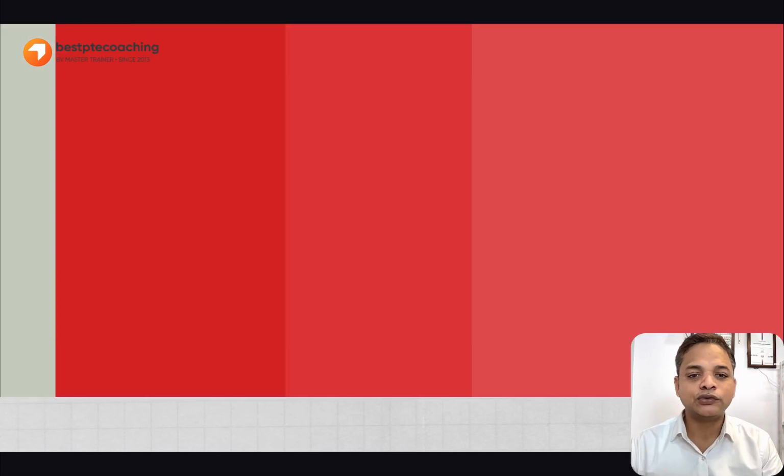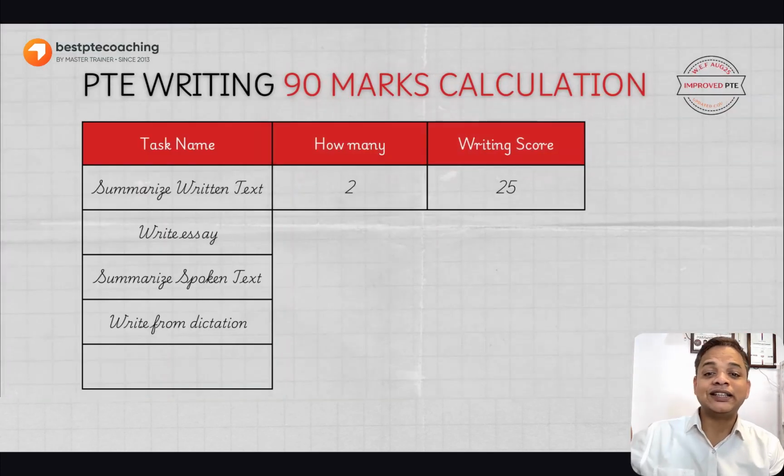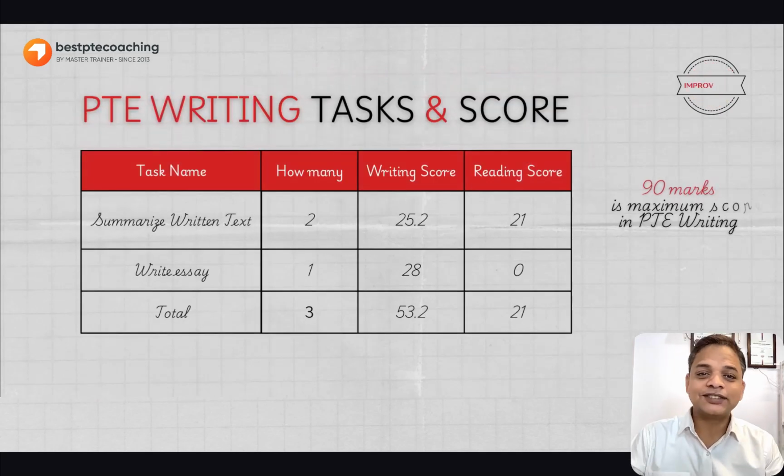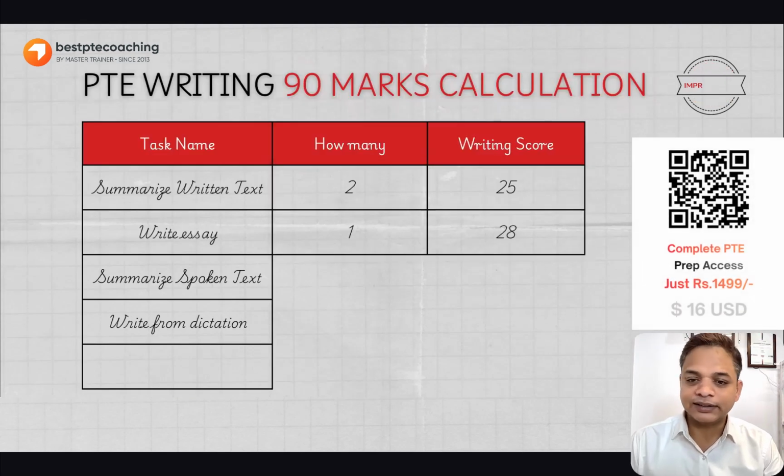Please remember, there are 4 pillars for your writing score. Those 4 pillars we will see. You already saw 2 pillars, right? The remaining 2 pillars we will see: summarize written text over, essay over.